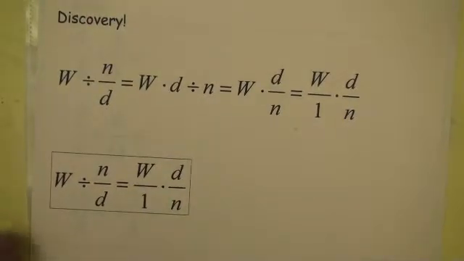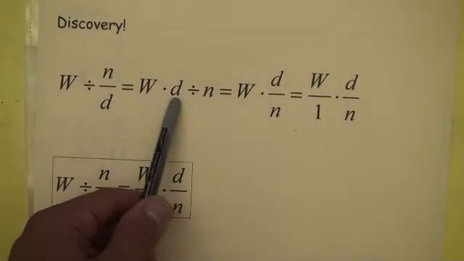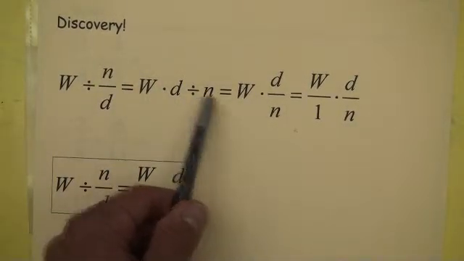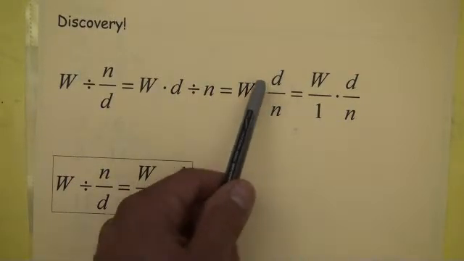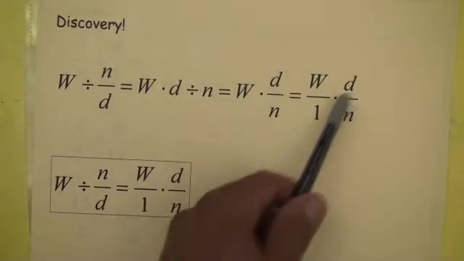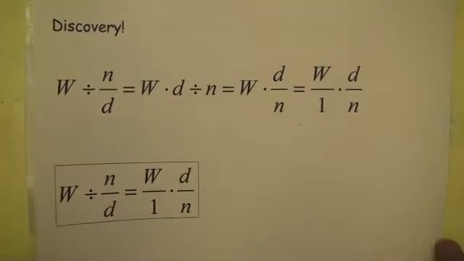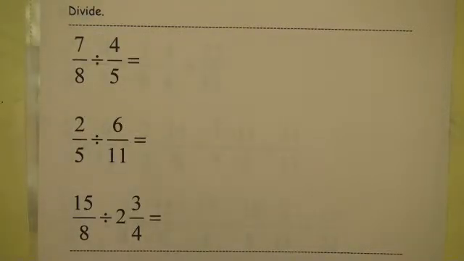The whole number divided by numerator over denominator equals the whole number times the denominator, then divided by the numerator. Or in other words, the whole number times d over n, or in other words, whole number times d over 1 times n. So we just found our own discovery. So therefore, we can do 7/8 divided by 4/5. We can do 2/5 divided by 6/11, and so on. We can also do this one.